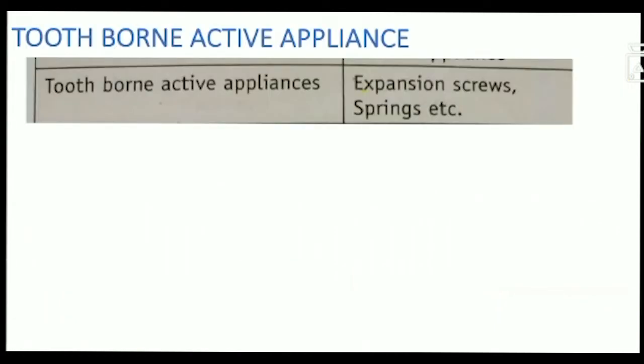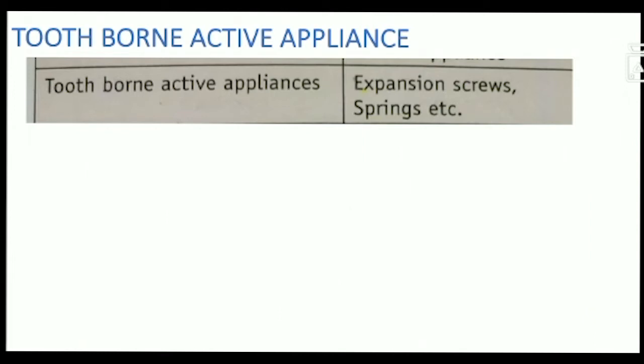Now we'll go to tooth-borne active appliance. Here, do not get confused by my mnemonic: in the passive we converted the word into its opposite, so why not convert active into passive? No, you don't need to. Let active be active. You need to be active right now for your examination preparation. So we are not going to convert active into any kind of opposite. Tooth-borne active appliances are expansion screws and springs.